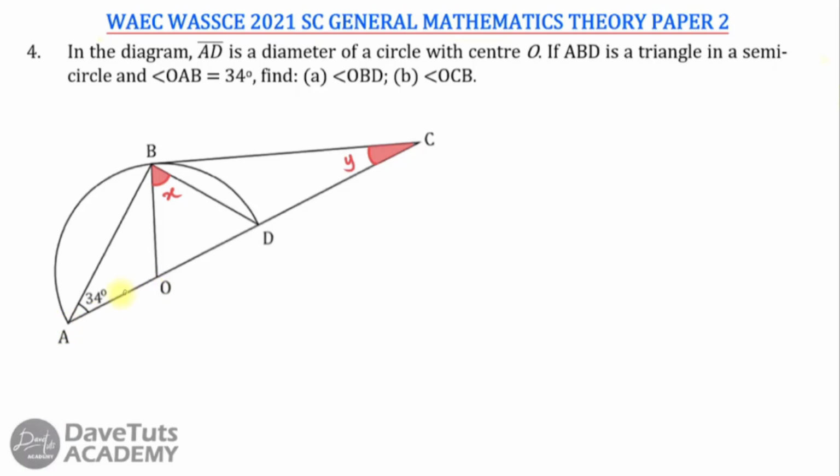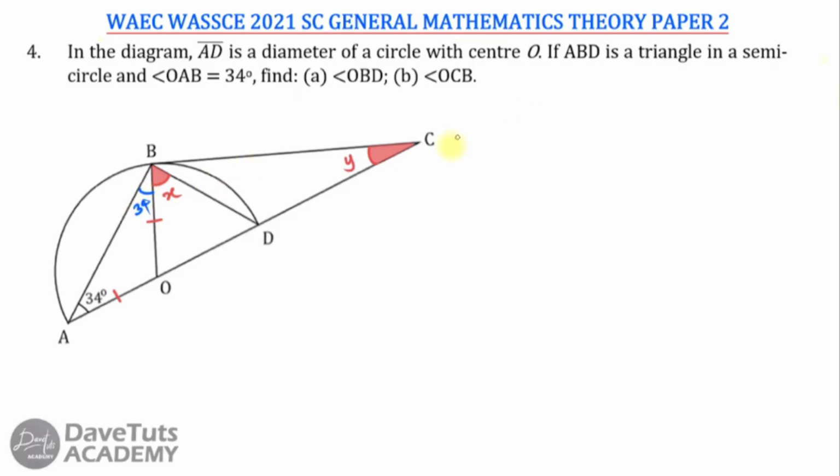So AO, here, this is the radius, and OB, this is also the radius. Interestingly, this here is also the radius, but I don't think we need that. But looking at this, meaning that triangle AOB is an isosceles triangle, and if it is an isosceles triangle, we know that the base angles of isosceles triangles are equal. So this angle here is also going to be 34 degrees.